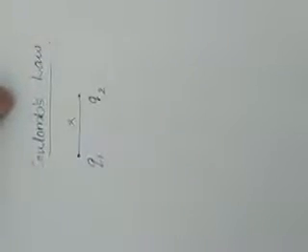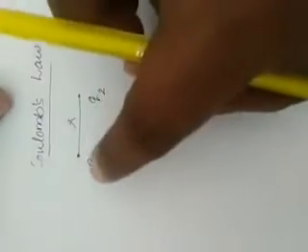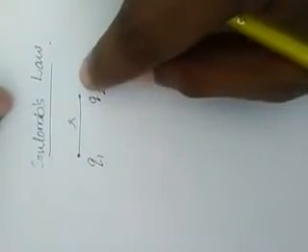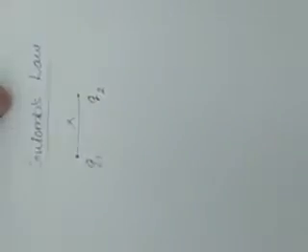So consider two charges Q1 and Q2, separated by a distance r. There will be a force of interaction between these two charges. Either they repel each other, if they are like charges, meaning both are positive or both are negative, or, if one is positive and the other is negative, they will attract each other.